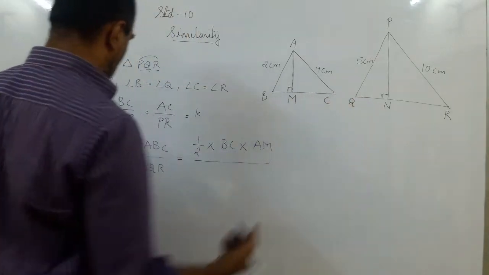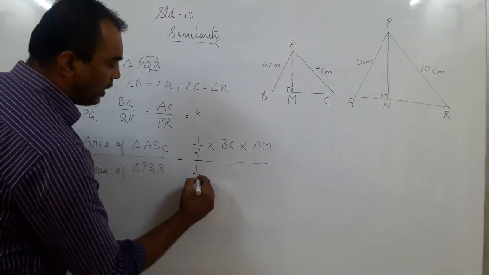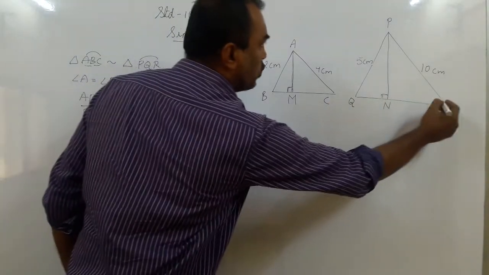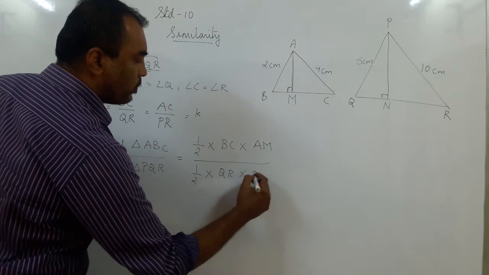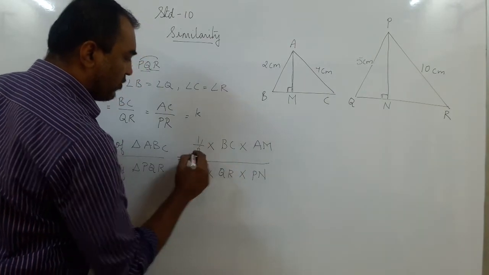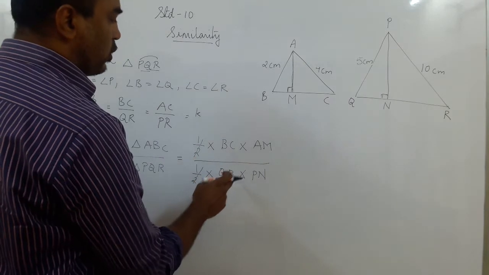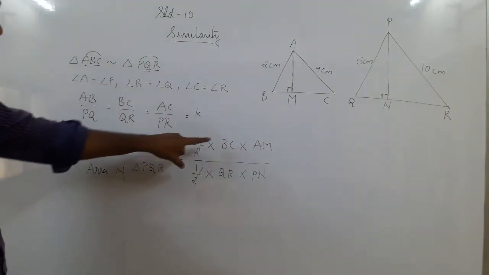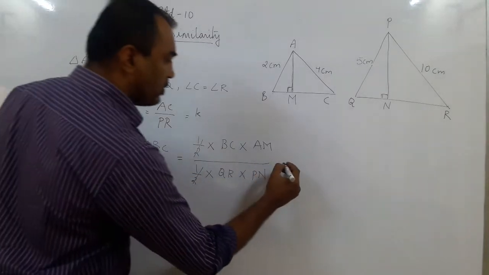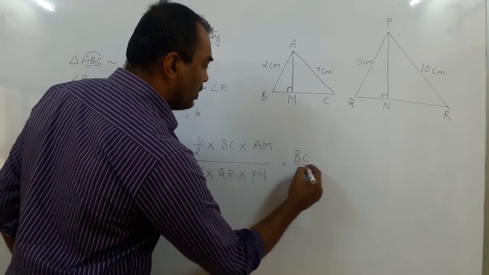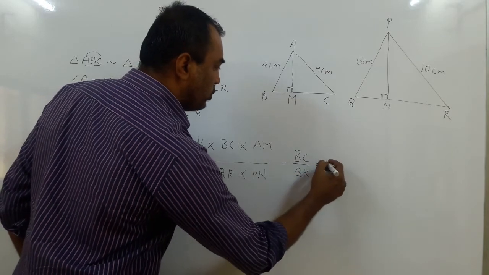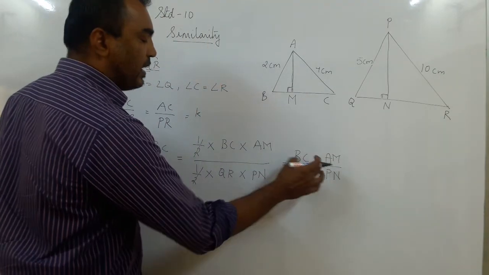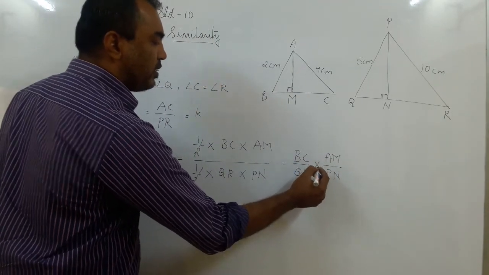And for PQR, what is the area? Half into QR. The base is QR and the altitude is PN. So the half and half gets cut. So we are left with BC upon QR into AM upon PN. Now BC upon QR, you can see this, BC upon QR. So I can write it something like this. Now if I want, I can write BC upon QR into AM upon PN. Because it is multiplication, I can separate the terms, right, as a ratio.